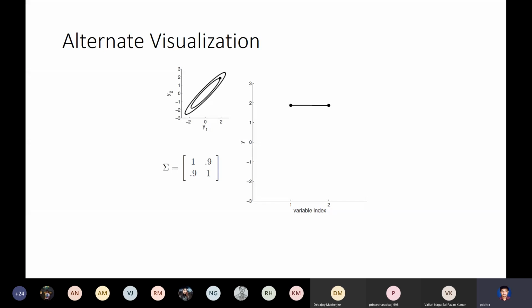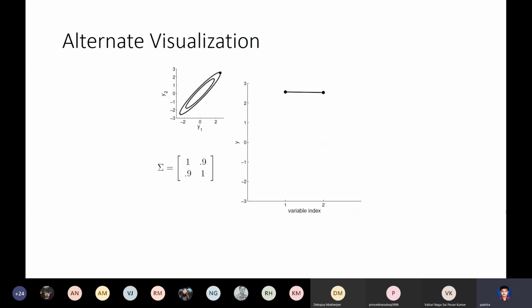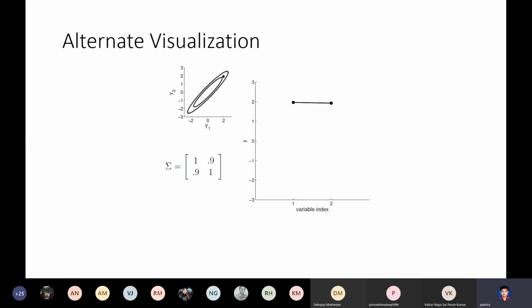So this is this particular sample. I'm dropping these vertical lines. I'm just plotting this connecting line. This is for this sample. If I move the sample, it changes like this. If I move the sample, it changes like this. If I move the sample, it changes like this.